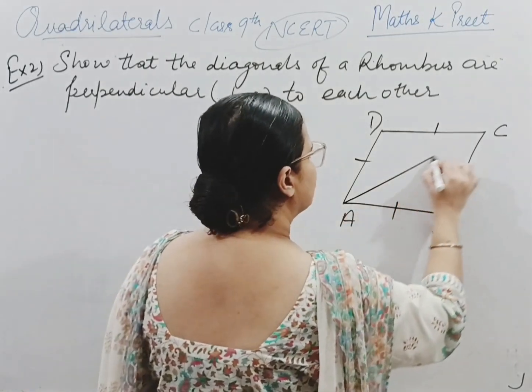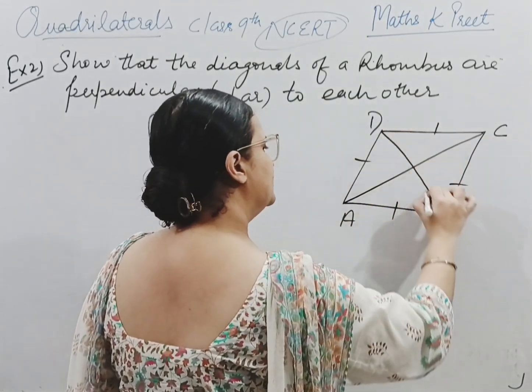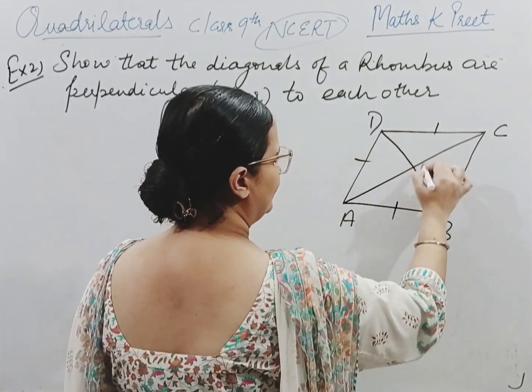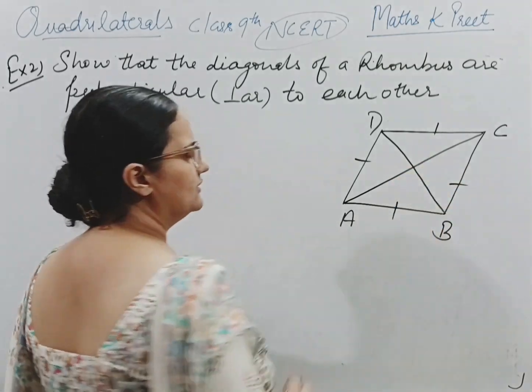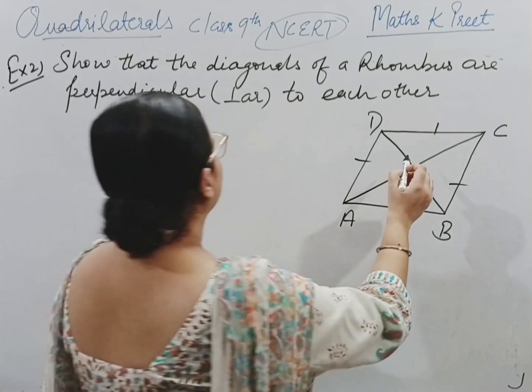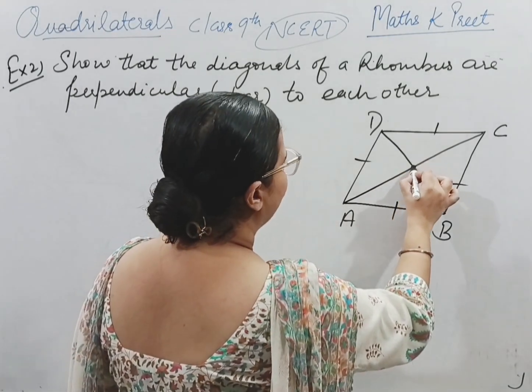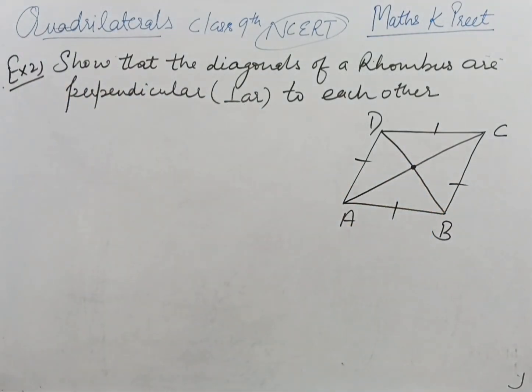are perpendicular to each other. This is diagonal 1, AC, and diagonal 2 is BD. I have to show that these angles, I will not mention here, show here, I have to show this angle, these are all 90 degrees. They are perpendicular to each other. This thing I have to show.